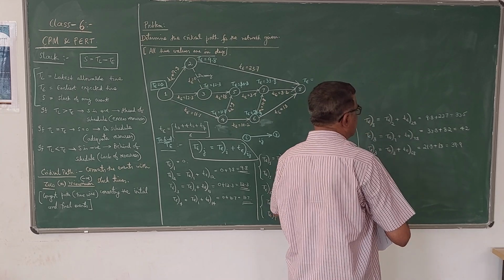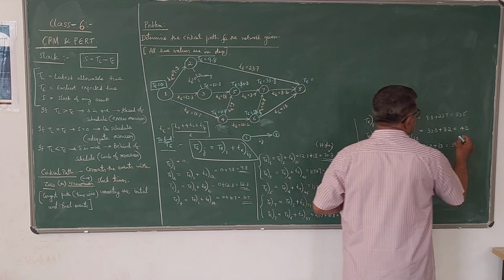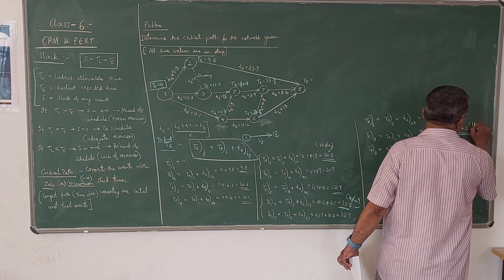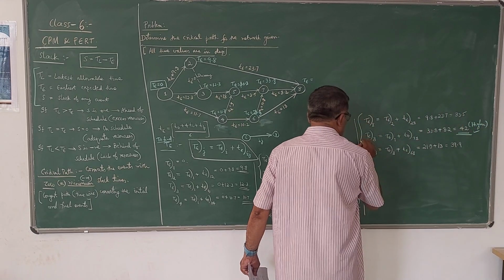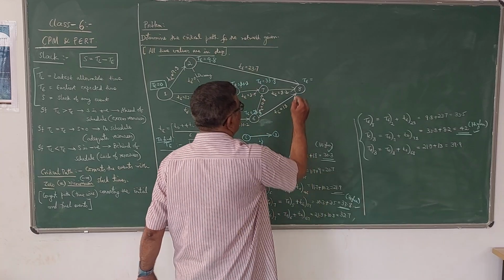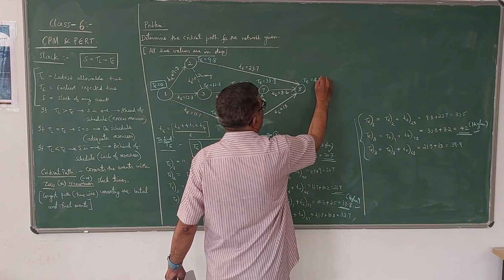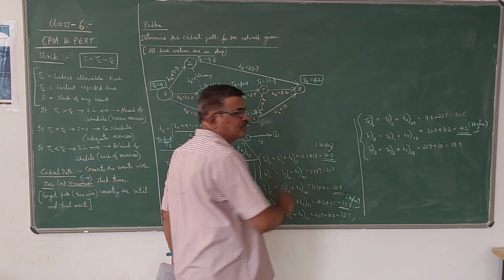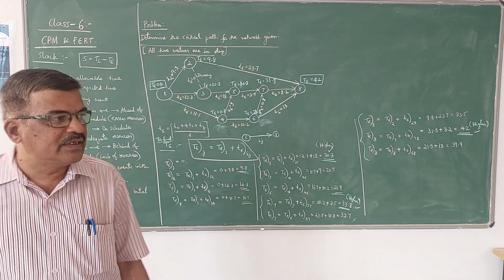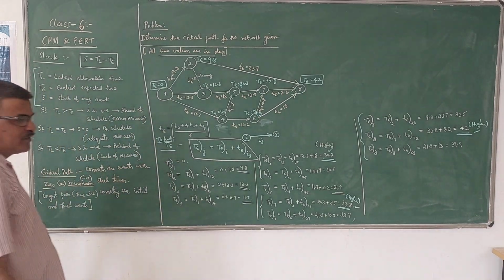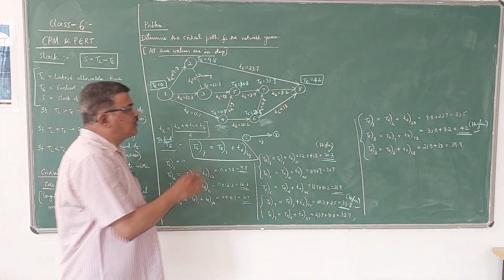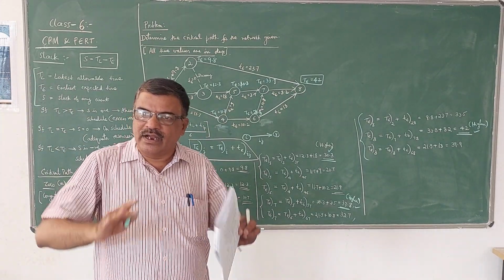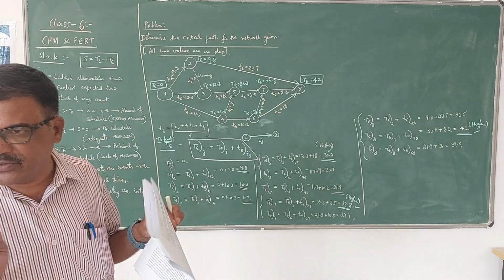Among these 3, the highest is 42. So this is the value we have to take. The higher value is this. So that means this is 42. Now we got the last value. So this is how we can find out the T value, that is the earliest expected time. So 42 days is required at the most. Minimum 42 days is required.